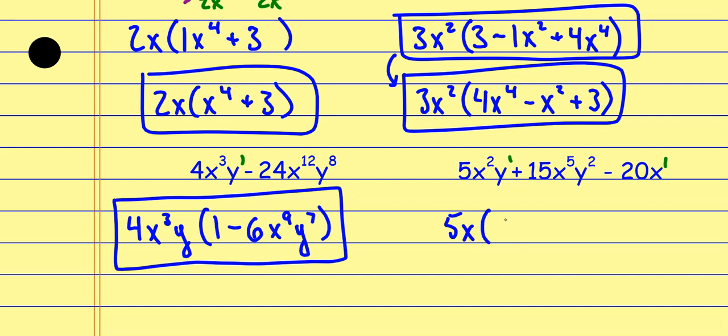And now let's divide. 5 divided by 5 is a 1. X squared, and I took one of the x's away, is an x. The y, I didn't take any of those away, so it just tags along for the ride. 15 divided by 5 is a 3. I had x to the 5th, but I took one away, so that's x to the 4th. Y squared, I didn't take any y's away, so it's still a y squared. Here, 20 divided by 5 is a 4. I had an x to the 1st, but I took one of those x's away, so I don't have any x's left. It didn't have any y's to begin with, so that's it.